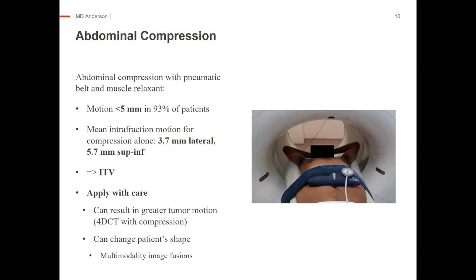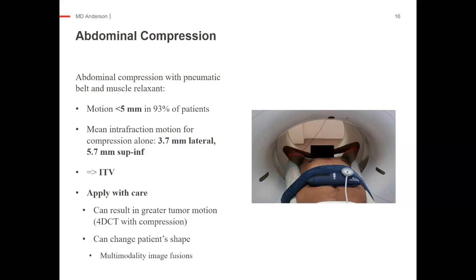There have been studies that have shown that we can reduce the motion to less than 5 mm in 93% of patients that had a pneumatic belt, I believe this is a Civco brand here, and a muscle relaxant. The mean intrafraction motion for compression alone, the largest, is going to be in the superior-inferior direction, and that's 5.7 millimeters. So if we do this, we still need to make an ITV.